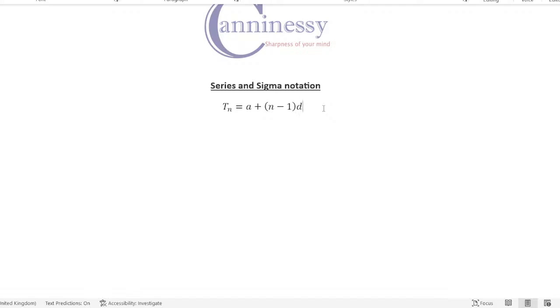What is the difference between a sequence and a series? And how can you write a series in sigma notation? We're going to learn about that just now.